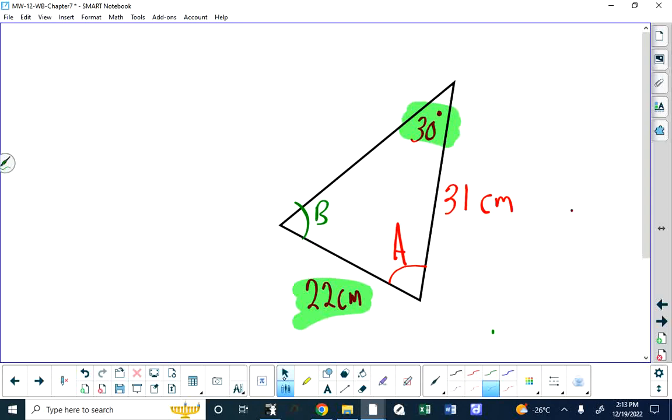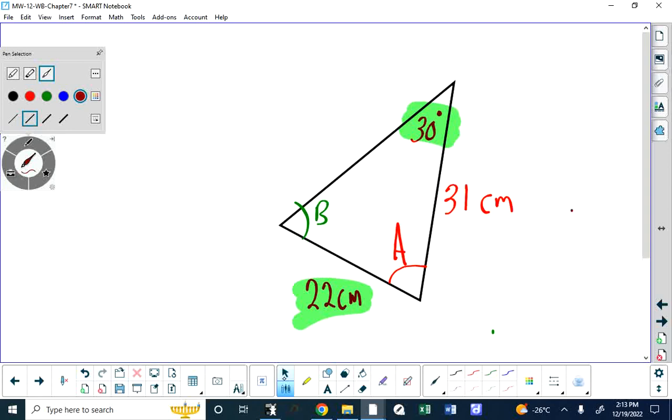So what do we do here? Well, we have a green pair. I'm just going to change the color that I drew this in. We have a green pair, the 22 centimeters and the 30 degrees. We have a bluish pair, angle B, which we don't know, and 31 centimeters, which we do.